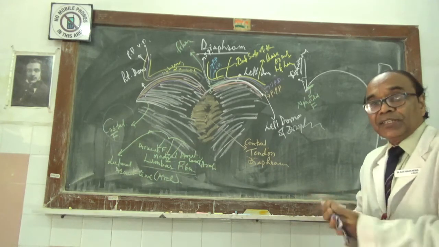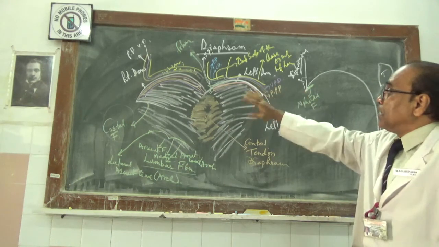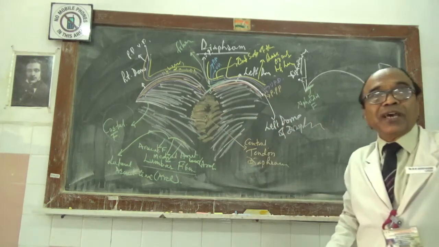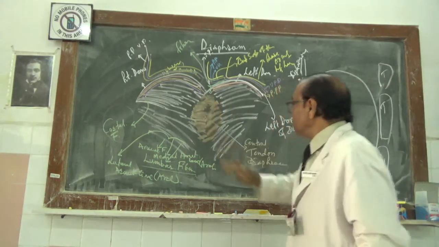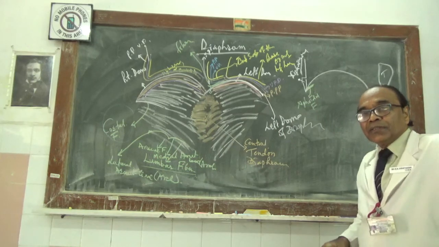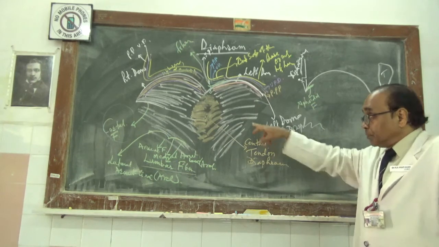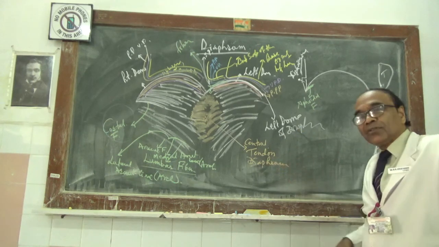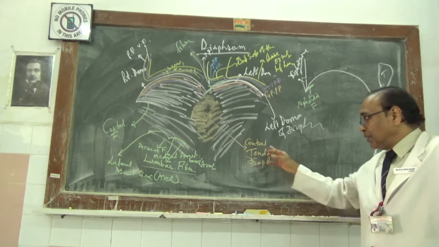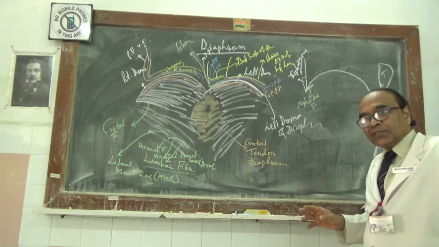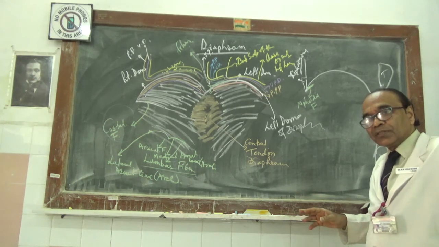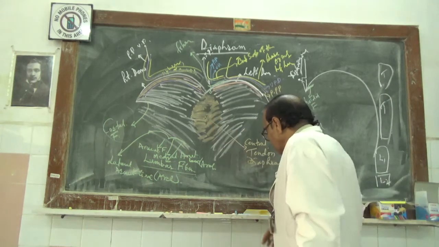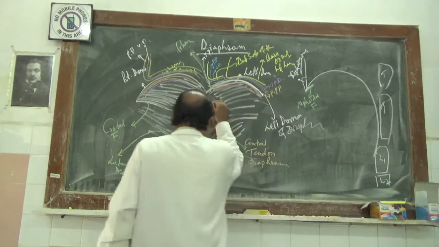Now after the right and the left dome, you have to go to the central tendon of the diaphragm. The central tendon of the diaphragm, as already discussed, is central and in the middle, hence it is called the central tendon of the diaphragm, and it is totally whitish, aponeurotic, fibrous. Now in this central tendon of the diaphragm there are openings.